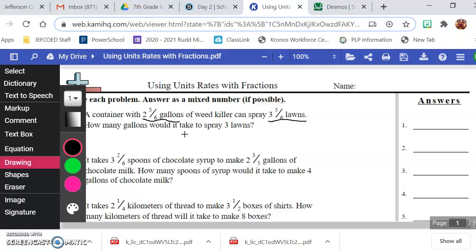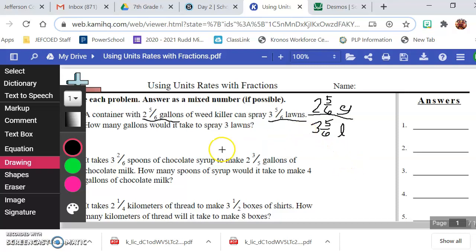First, let's set up a ratio. So I'm going to put, in this case, gallons on top. So 2 5/6 gallons. All right. And on bottom, I'm going to put how many lawns? 3 5/6. I'm going to use L for lawns. Now remember, with fractions, it's all about division.